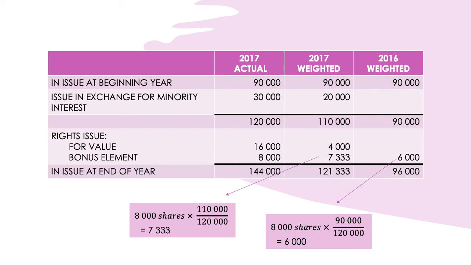So in order to get that 6,000, we take the 8,000 shares actually issued in terms of the bonus element, we multiply it by the 90,000 that we had in issue, and we divide it by 120,000, which is what was actually in issue before the rights issue. That then means in 2017's weighted column, we are going to have a 1-0 of 121,333 shares, and then in the 2016 weighted column, we are going to have a 1-0 using 96,000 shares.